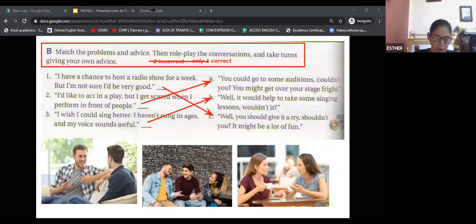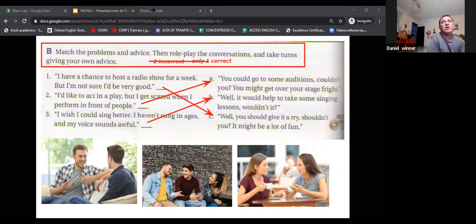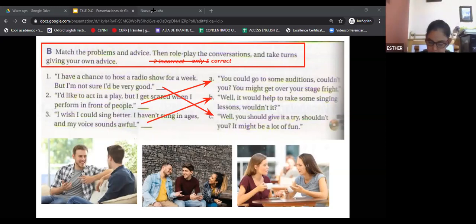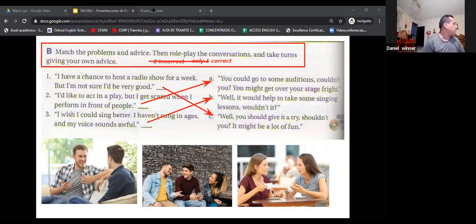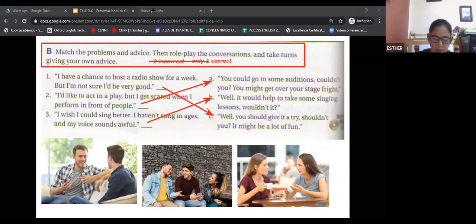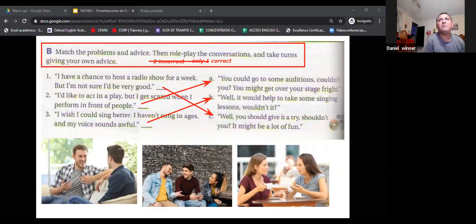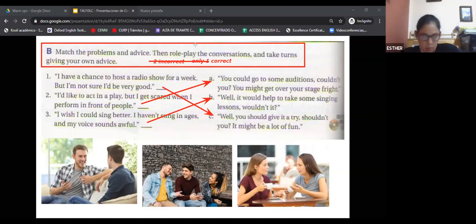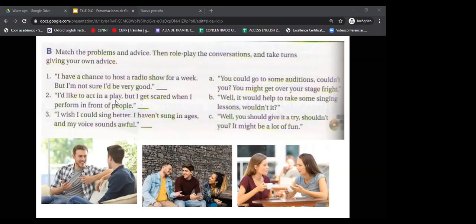Yes. Okay. I'd like to act in a play, but I get scared when I perform in front of people. You could go to some auditions, couldn't you? You may get over your stage fright. I wish I could sing better. I haven't sung in ages, and my voice sounds awful. Well, you would have to take some singing lessons, wouldn't you? Perfect. Maybe. Next. Can you read it, please?